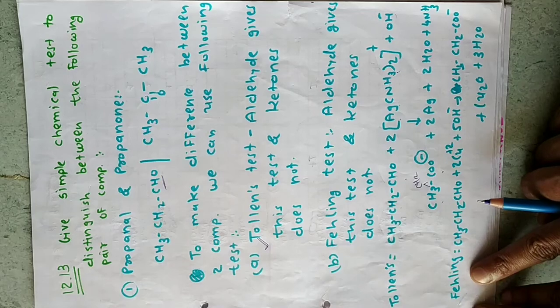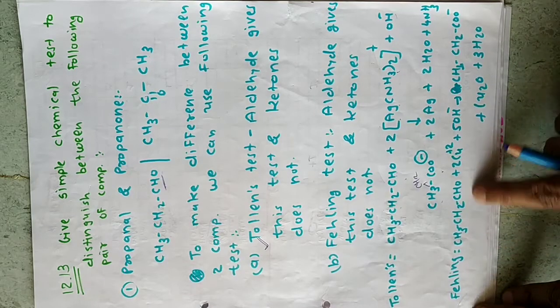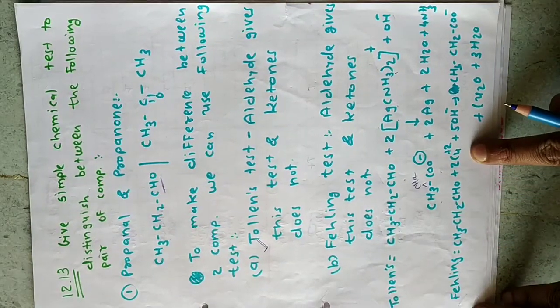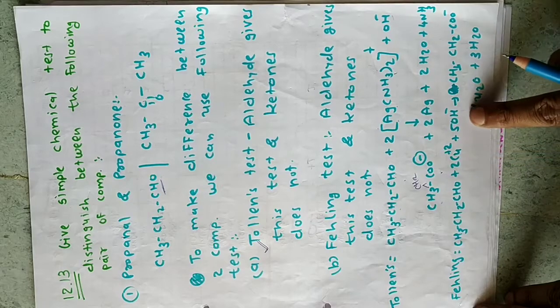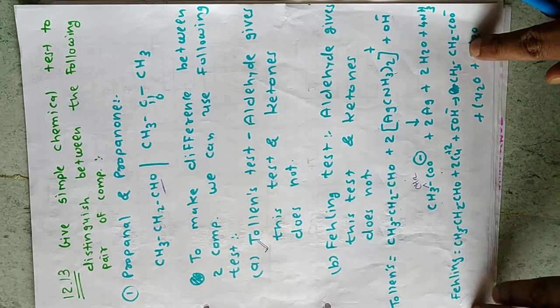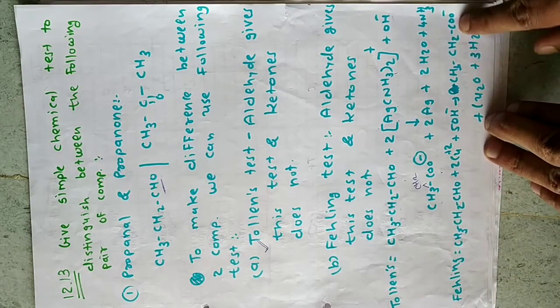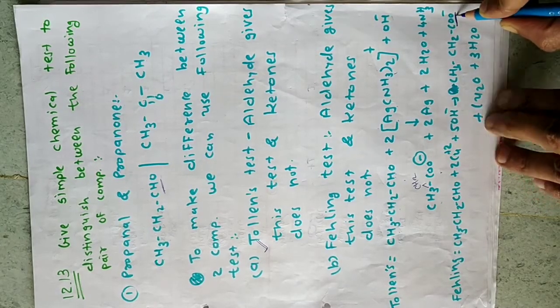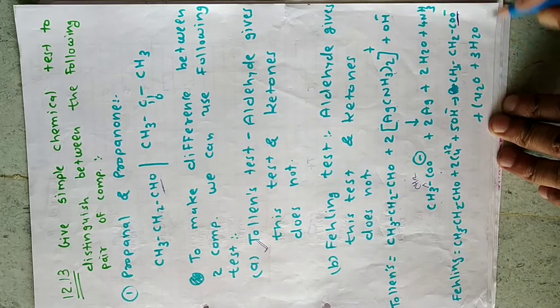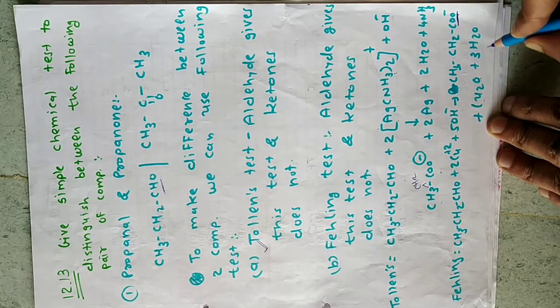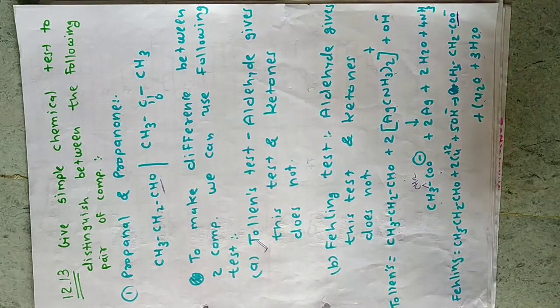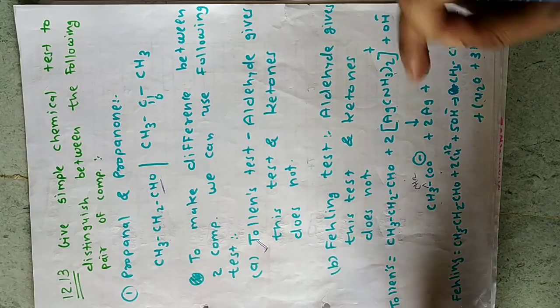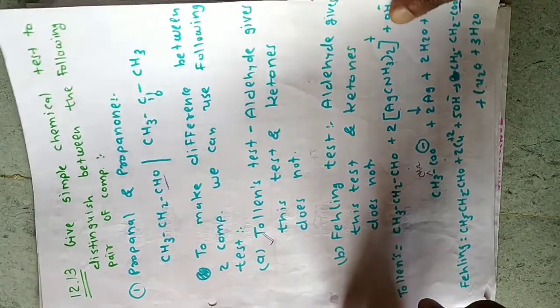Similarly in the Fehling test, when aldehyde reacts with copper sulfate solution and Rochelle salt solution, it gives us an oxidation reaction. You can see oxygen is adding here, so it is an oxidation reaction, then copper oxide and water. So this one is the Tollens test and the Fehling test.